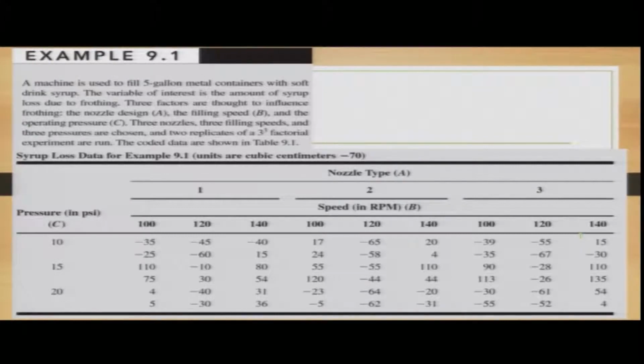So, if you look at this table, it gives you the syrup loss data for example 9.1, and the units are cubic centimeters. The values which are given for different combinations are in this table. If you consider nozzle type 1 and the leftmost column 100, obviously you will have the loss given as -35, -25, 110, 75, 4 and 5, corresponding to the other values. You will have the whole gamut of the data in front of you.